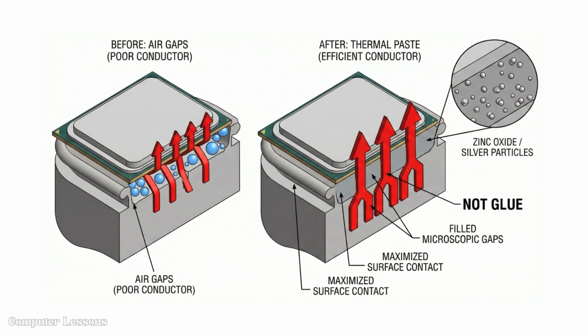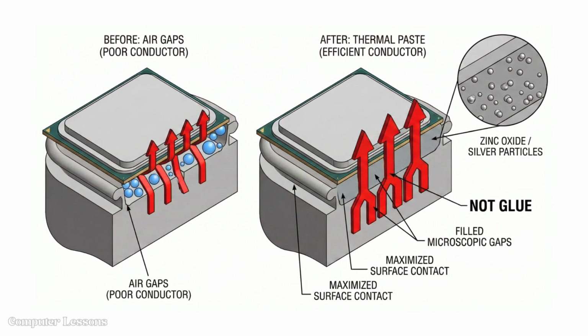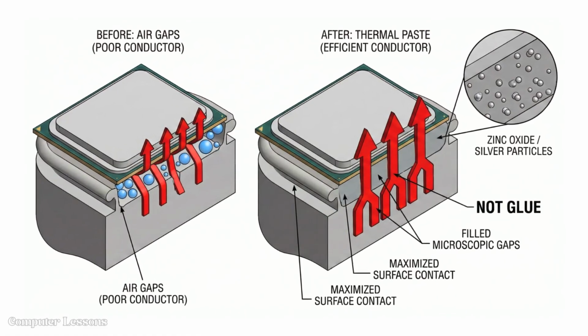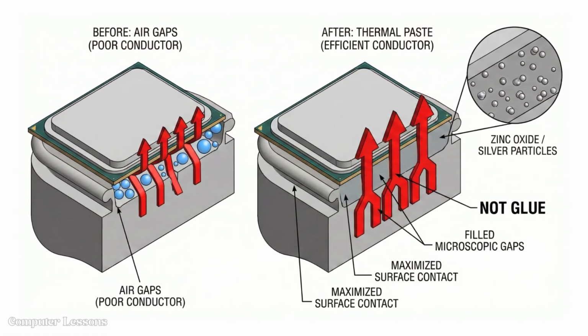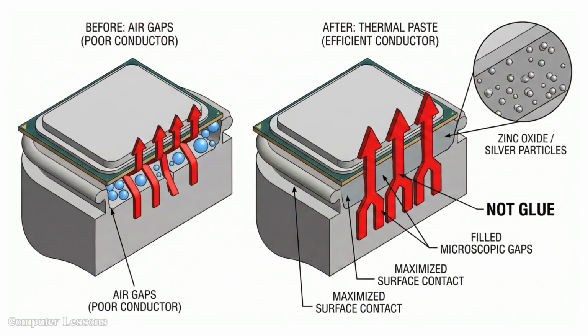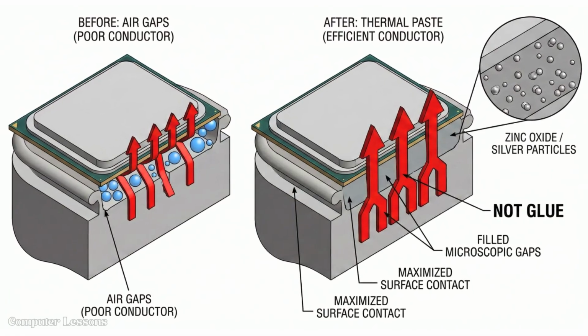This gray sludge is not a glue. It is a suspension of thermally conductive particles like zinc oxide or silver, designed specifically to fill those microscopic air gaps. Its sole purpose is to maximize the surface area contact between the heat source and the cooling solution, ensuring the most efficient conduction path possible.